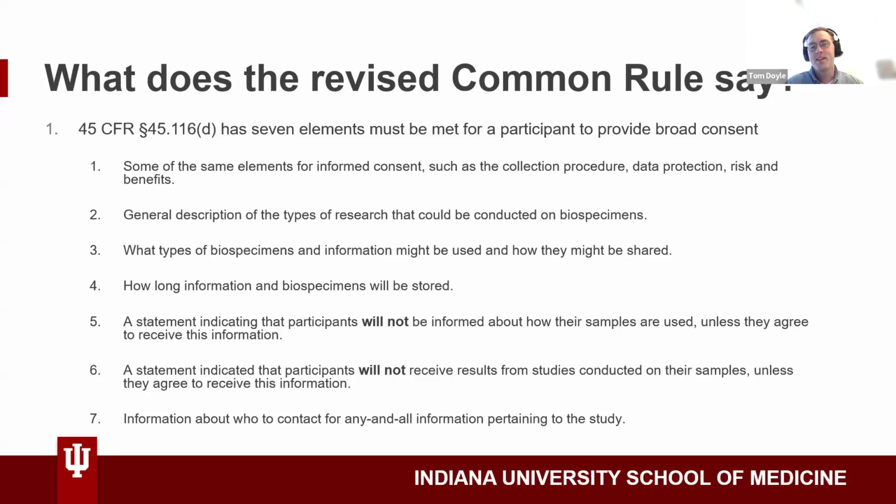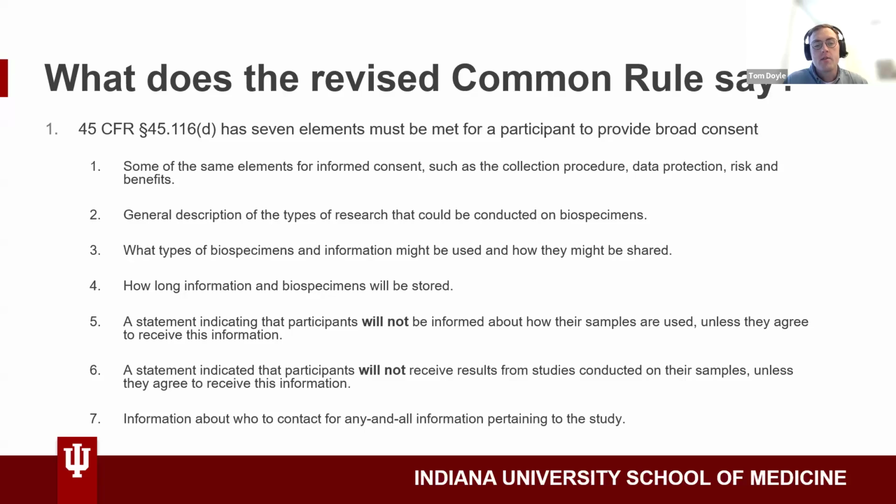So let's just get into what the actual stipulations for doing broad consent via the revised common rule say. If you wanted to look it up, you can just enter in the entire section right here, and it will bring you right to the paragraph on broad consent, but I'll fill you in on what it says. It has some of the same elements as informed consent, the basis of what you would say during informed consent. So the collection procedure, data protections, risks and benefits, you have to do that.